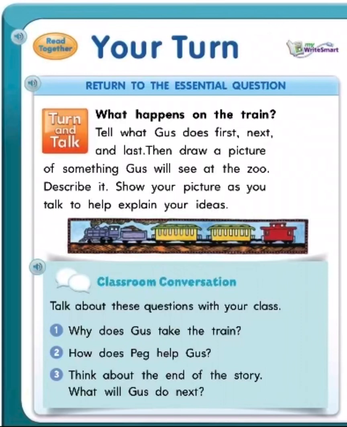Classroom conversation. Talk about these questions with your class. 1. Why does Gus take the train? 2. How does Peg help Gus? 3. Think about the end of the story. What will Gus do next?